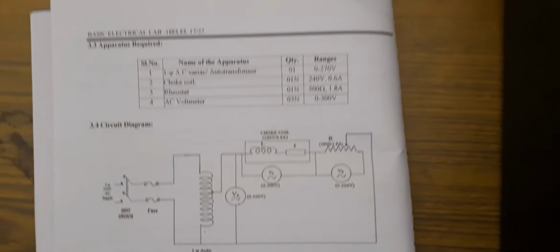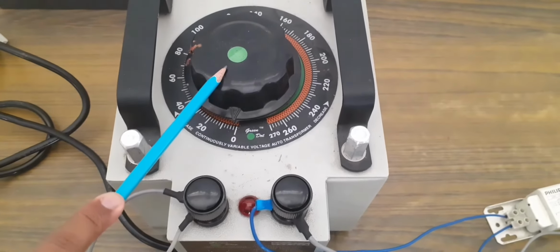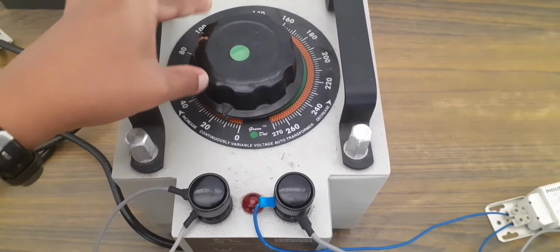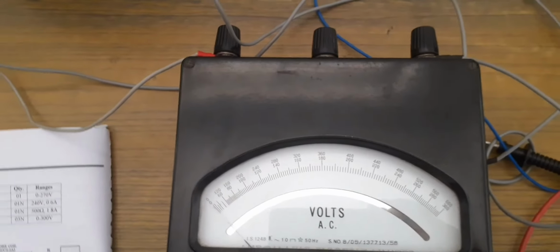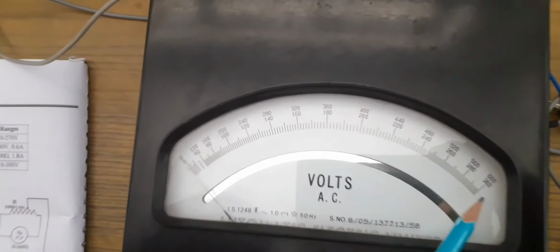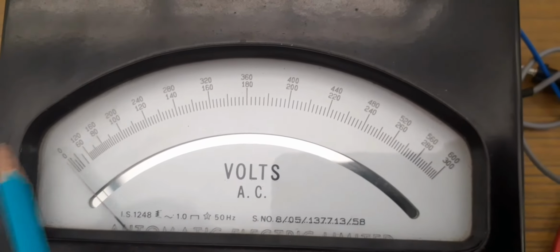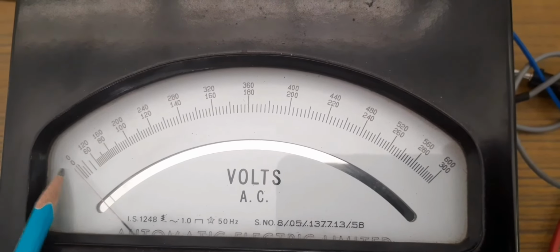So you can see the components required for this particular experiment. This is a single phase auto transformer. We can vary this knob in order to vary the supply voltage. Next, one more component is the voltmeter. As it is a single phase supply, you need to select the scale reading. In the lower scale you have 0 to 300 and in the upper you have 0 to 600. As it is single phase, you need to go with 0 to 300.